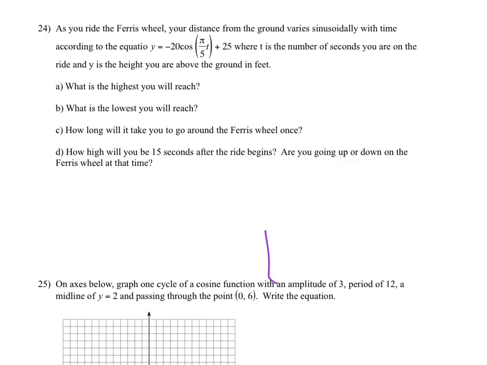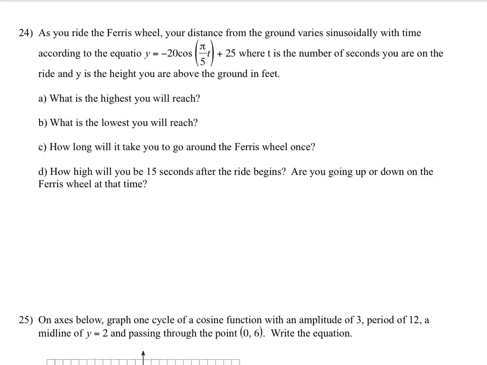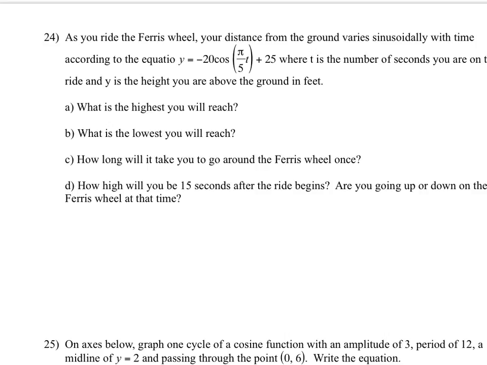Okay, this one you need to use the equation, so it's the same as that other one, just different numbers. So the highest you will reach, that's your max. So the max is positive the amplitude plus 25, so that's 45. And negative the amplitude will be the lowest you would reach. So this would be feet.